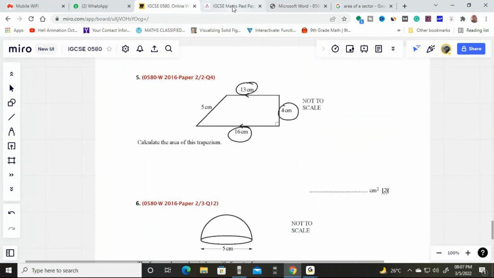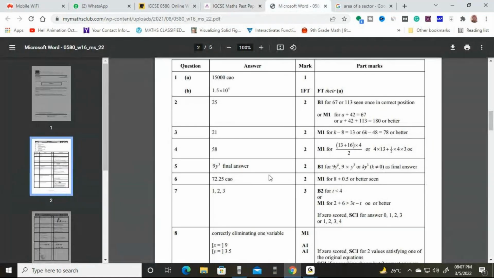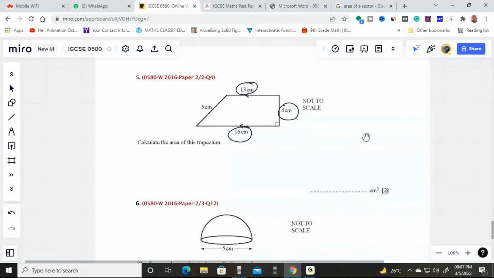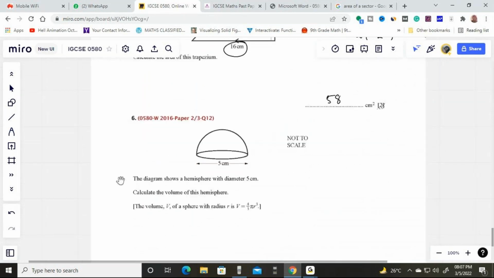Paper 2, question 4. It is coming out to be 58. We'll check it out. See, it's half into 4 into 13 plus 6. It's half into 4 into 19, so it's 2 times 29. 58, not 120. The answer was multiplying. Don't do this blunder in the exam.